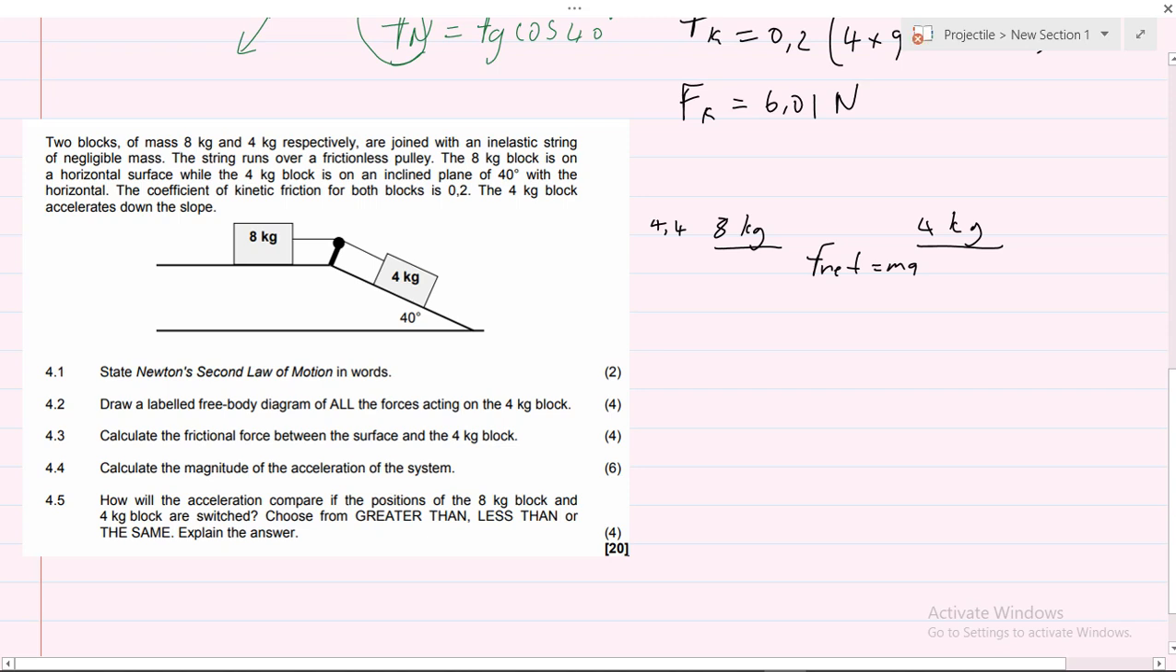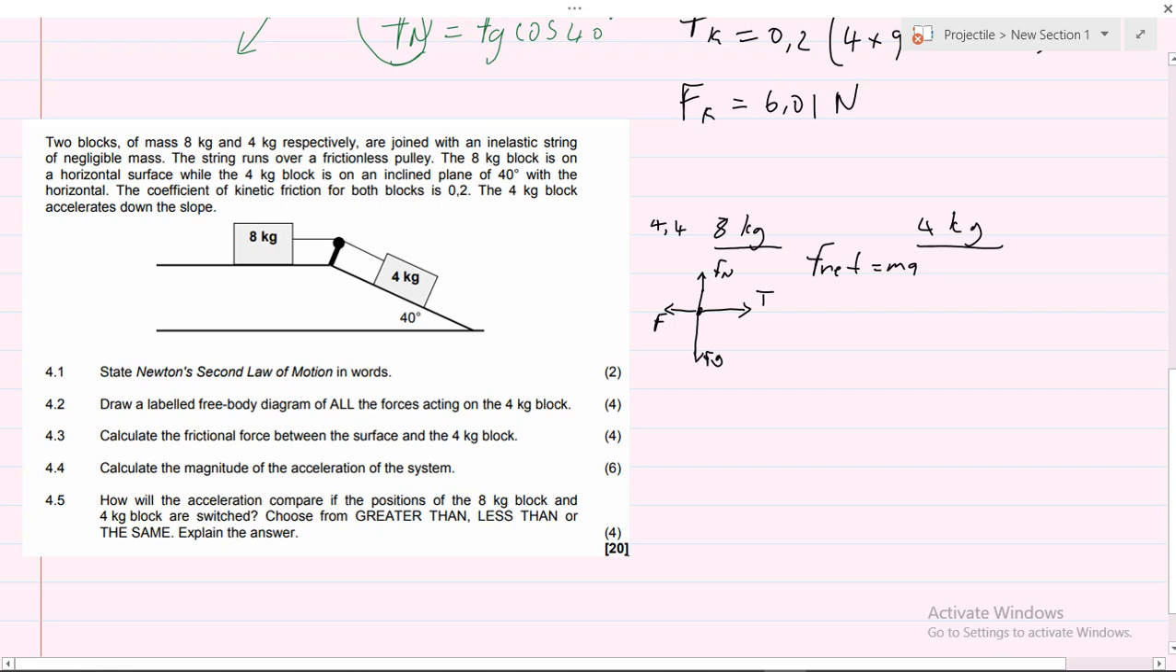For the 8 kg block, if we do the free body diagram, let's quickly do it here. It is on a horizontal surface. Then Fg is equal to the normal force. Then we have the tension, which is pulling the object to the right. Then we have the friction, which is opposing the motion. These are all the forces that are acting on the 8 kg block.